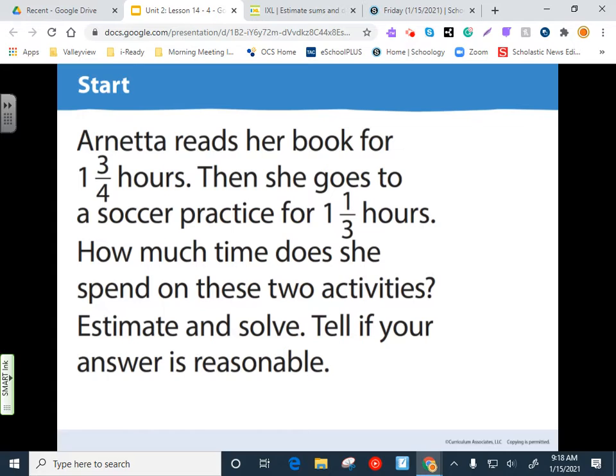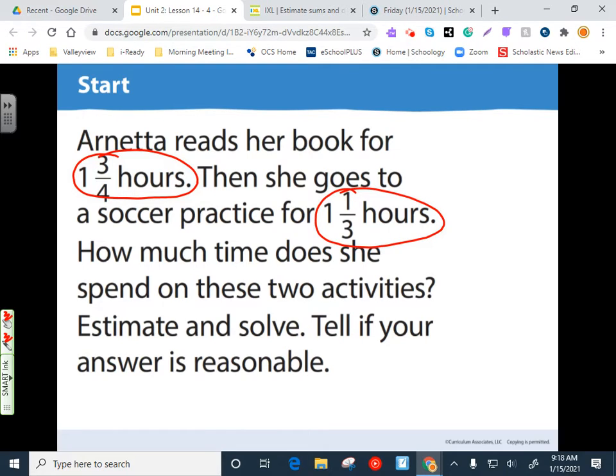So Arnetta reads her book for 1 3/4 hours. Then she goes to a soccer practice for 1 1/3 hours. How much time does she spend on these two activities? So estimate and solve. Tell if your answer is reasonable. Well, estimating just means we're going to have to take these numbers. So this is when she was reading, and this is when she was at soccer practice.